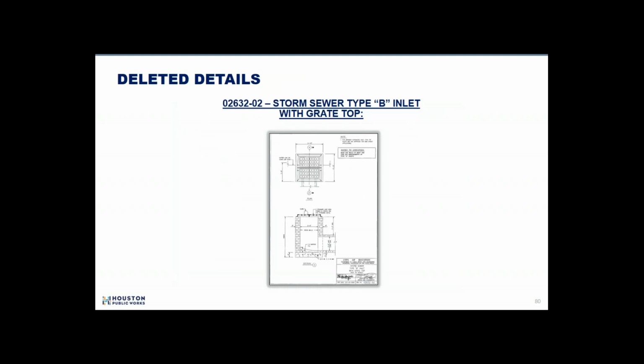Okay, as mentioned earlier, we also removed some details. They're no longer available on the site. The first detail that was removed is detail 02632-02, storm sewer type B inlet with grate top. This has been removed and replaced with the TxDOT PAZD detail.